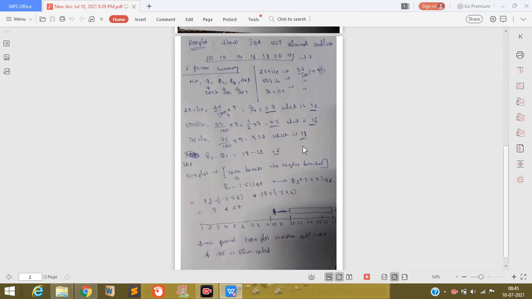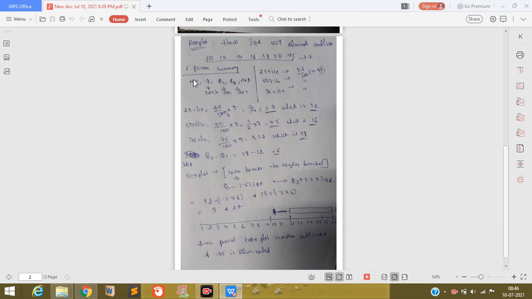So what is IQR? IQR is the interquartile range. And what is the 5-point summary? The 5-point summary is, if you have a series of data, you have the minimum and maximum, along with that, you have Q1, Q2, Q3.